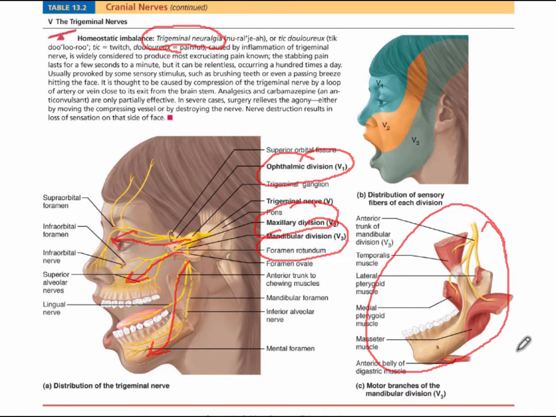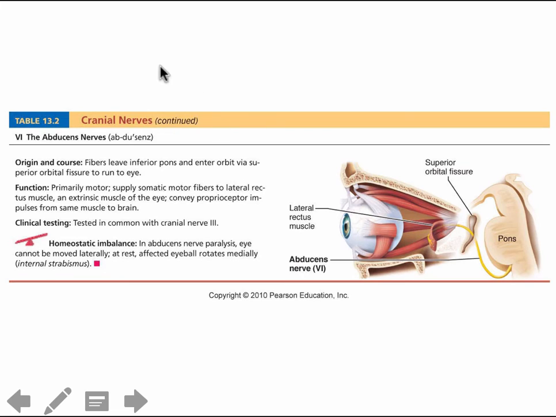The next cranial nerve is called the abducens nerve. And the abducens nerve is the last nerve that's going to control extrinsic eye muscles. Specifically, it's the lateral rectus muscle. So when somebody doesn't have their lateral rectus muscle working, that means they can't turn their eye laterally or look into the periphery. Their eye is going to migrate towards their nose, and that is called internal strabismus.